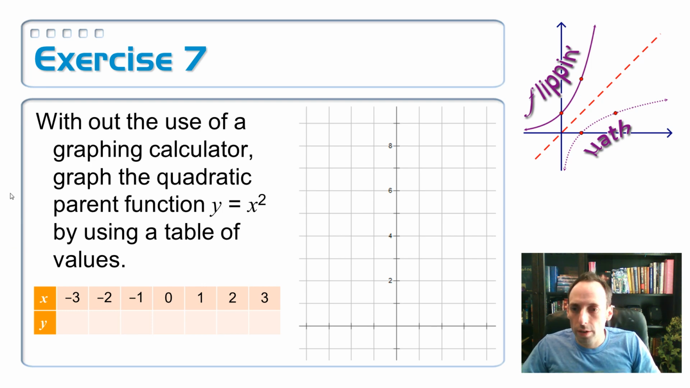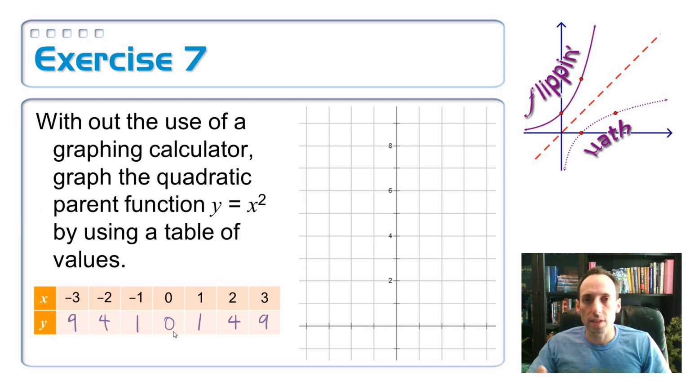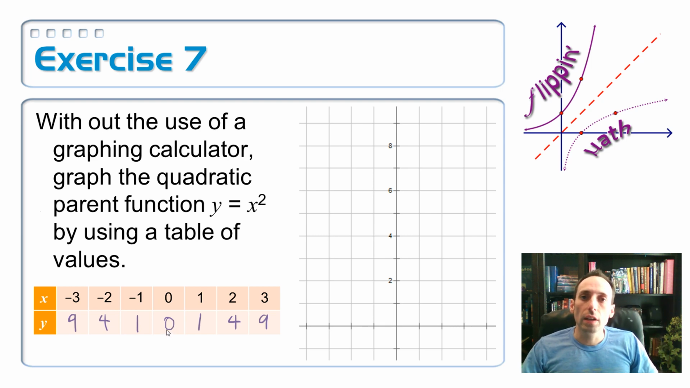So, negative 3 squared is 9. Negative 2 squared, that's 4. Negative 1 squared, 1. 0 squared, 0. 1 squared is 1. 2 squared is 4. And 3 squared is 9. Look at the symmetry in that. As a matter of fact, that's the same symmetry that we see across the axis of symmetry. So let's look at the graph of that thing.